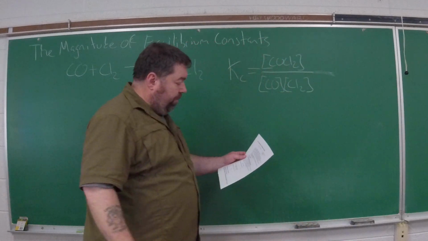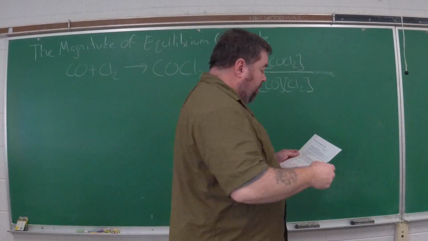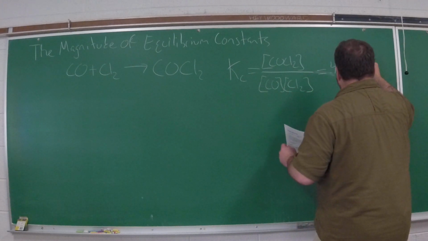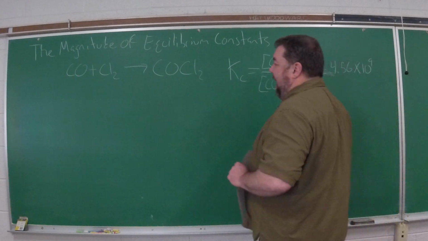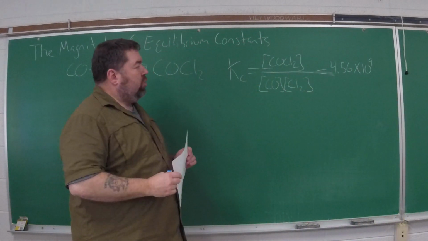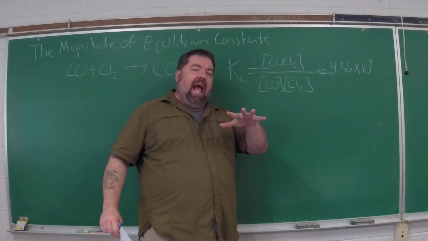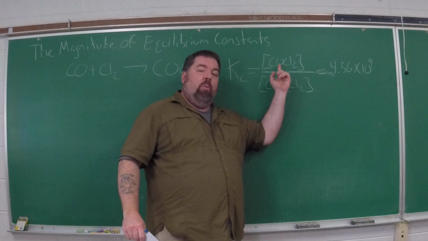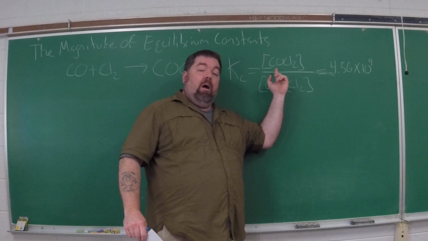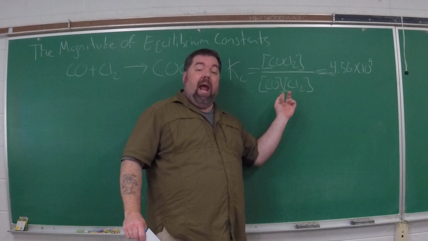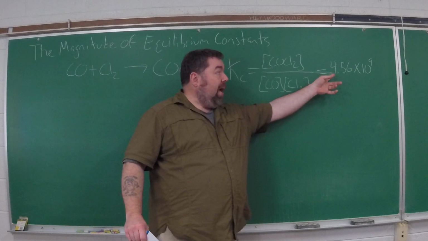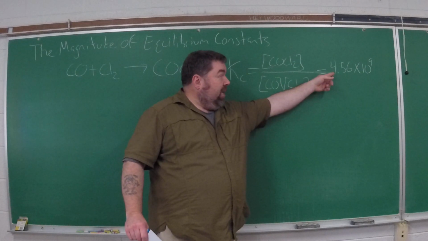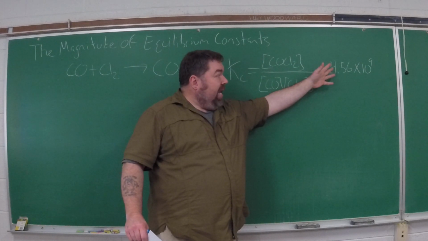And at a temperature of 700 degrees, this reaction actually has a value of 4.56 times 10 to the 9. Okay? So, very large number. What does this actually mean? Well, if we take a look at our equation, if we have a very large number, we have a large numerator and a small denominator, right? So that means the Kc will be large.